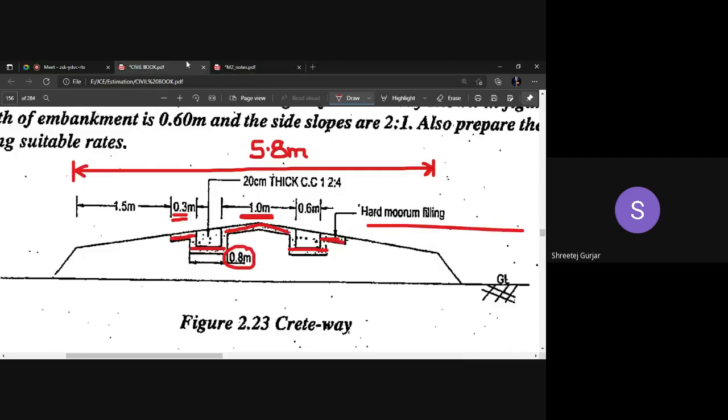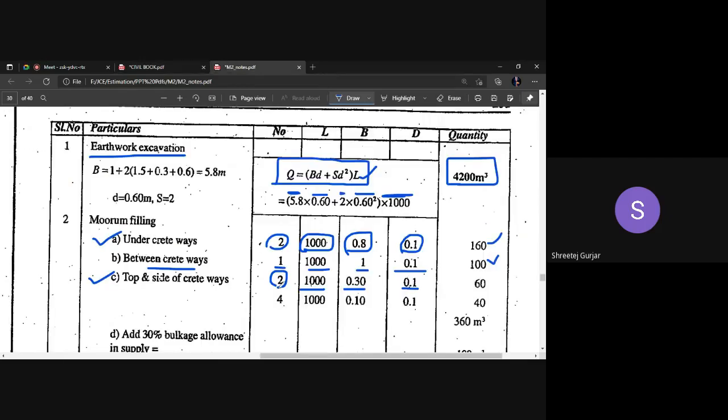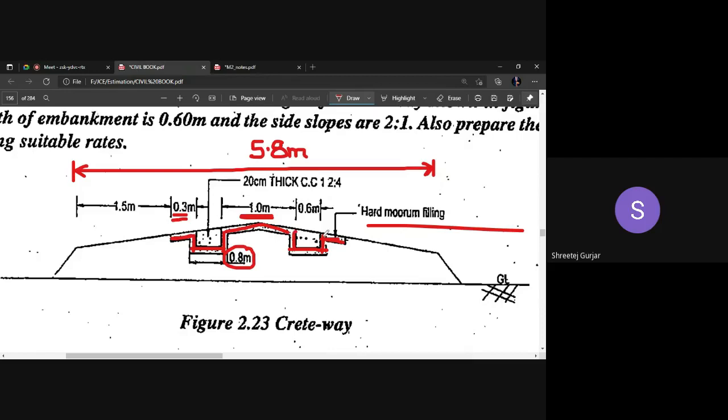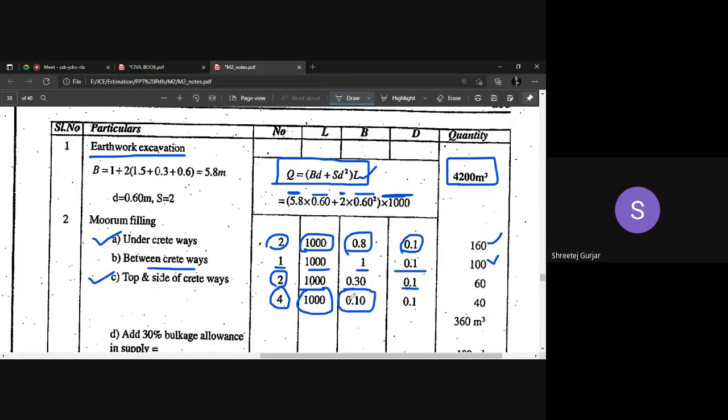Now what is left out? These sides are left out. 1, 2, 3, and 4, right? 4 in number. Length is 1000, and the thickness or the height they have taken as 0.1. That is not mentioned anywhere over here. The height or the breadth is not mentioned, so they have assumed 0.1. This will be given in your exam. Don't worry. Here that dimension is missing, but in the exam they'll provide you all the dimensions. Whatever the height is there, you take that, and then this is the thickness of your hard muram.